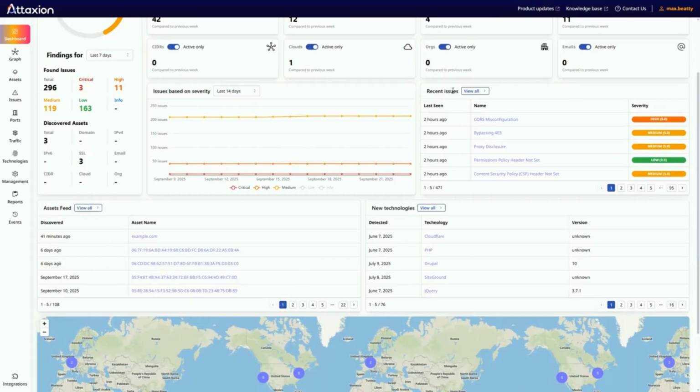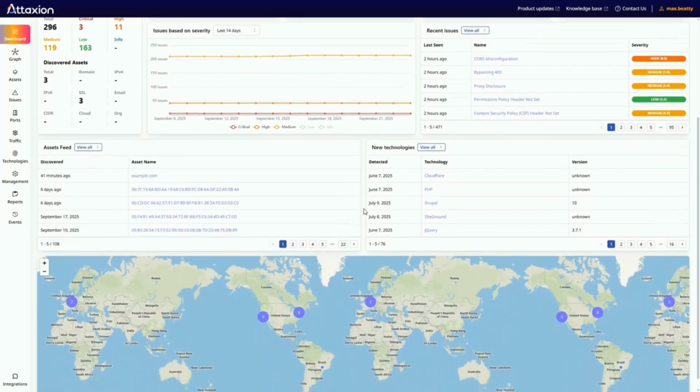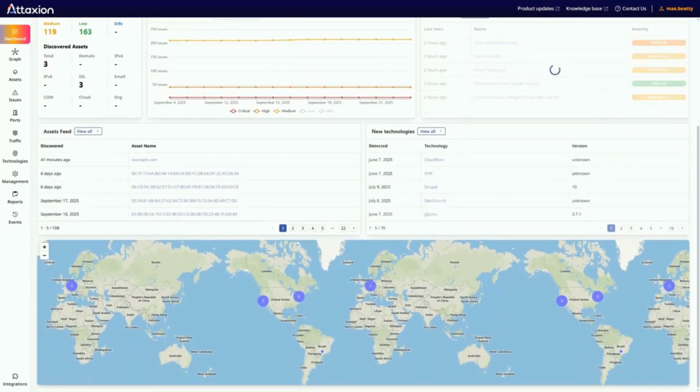Even further, you'll see the most recent issues, technologies, and assets so that we are always up to date on what's happening in your attack surface. And finally, at the bottom of the page, you're going to see all of your assets geographically represented to quickly see where your assets are and make sure they are where you think they are, and none are where you know they shouldn't be.